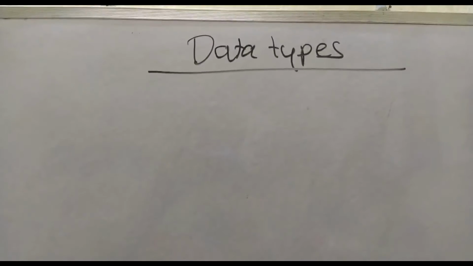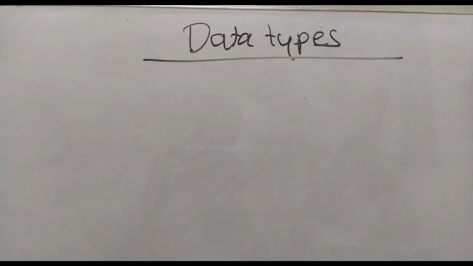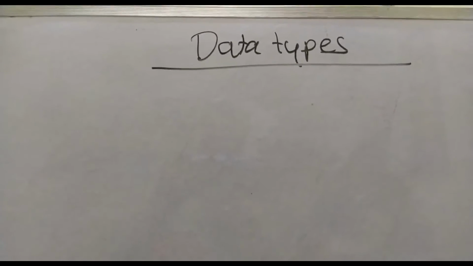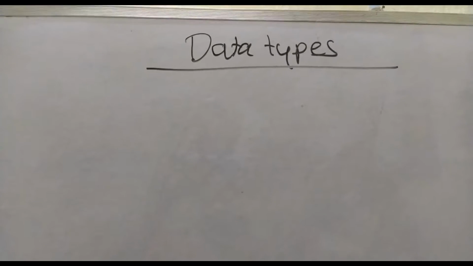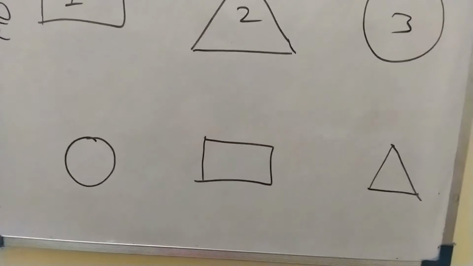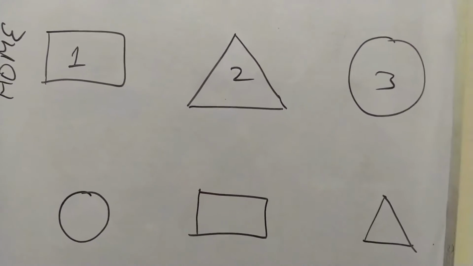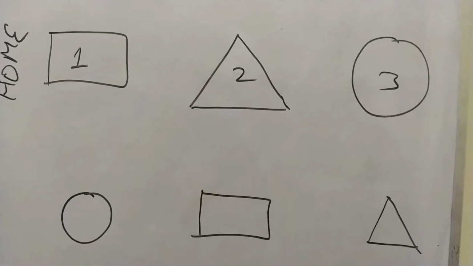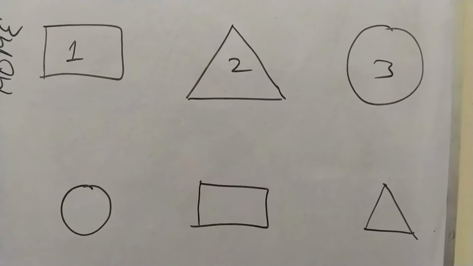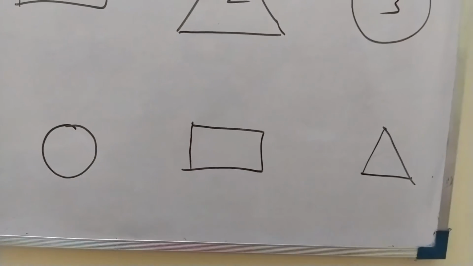So the very next chapter is data types. In order to explain data types, we will be taking an example. Let's see that example. Suppose we are having three shapes: a rectangle, a triangle, and a circle. And apparently we are having three shapes here as well: a circle, a rectangle, and a triangle.